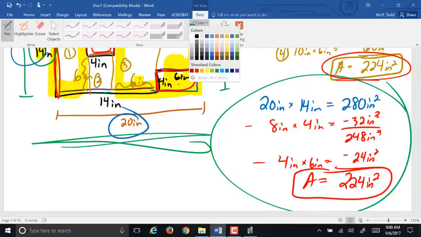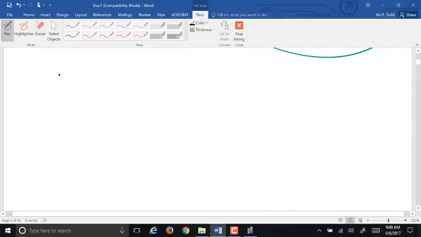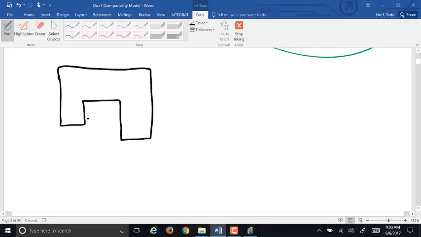There will be other cases, of course, where it's easier to divide it up. For example, this case here. Let's say this is 4 inches, 6 inches, 8 inches, 10 inches, 8 inches, oh, keep going, 6. We'll go 6 inches here. We'll go 16 inches across here.